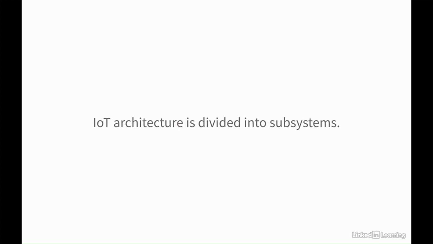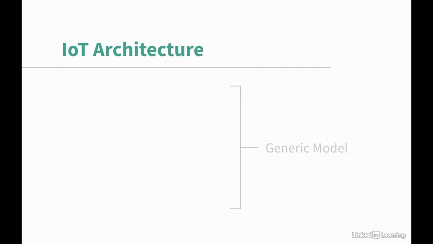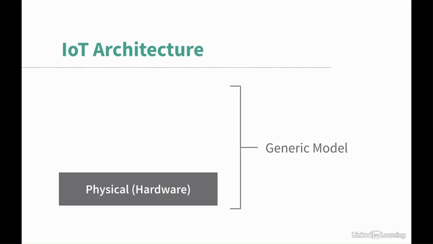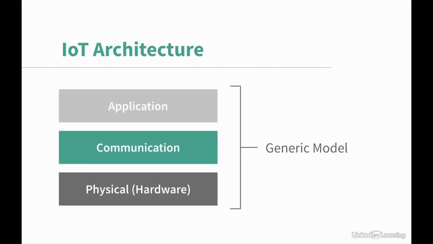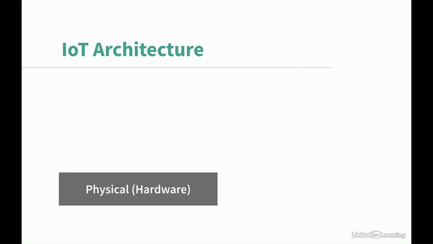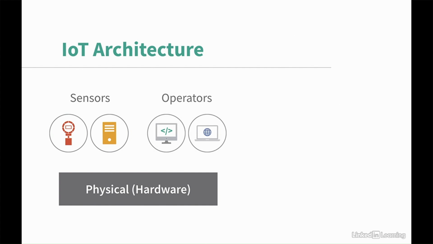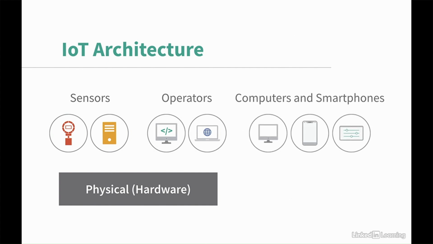Usually, the IoT architecture is divided into subsystems. The generic model has 3 layers: physical, communication, and application. The physical layer consists of the hardware objects to sense the status of things, such as sensors, actuators, human operators, computers, and smartphones.